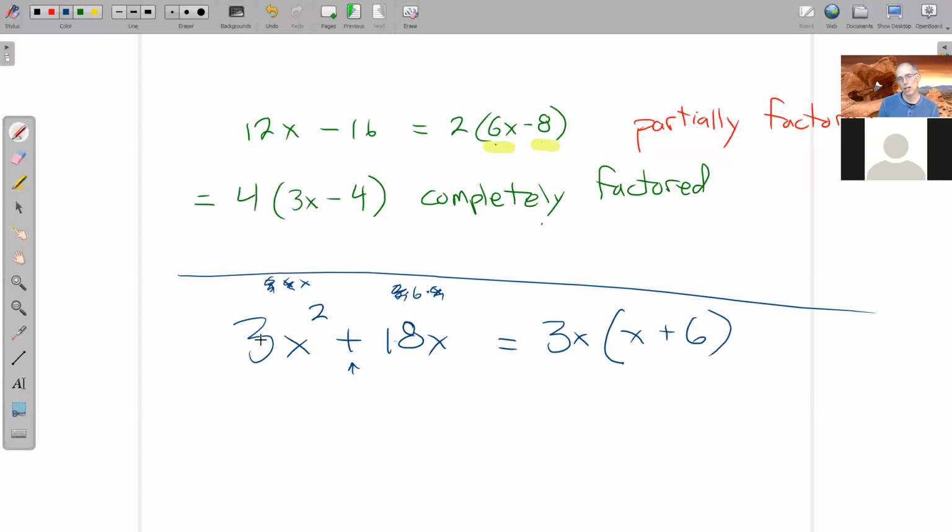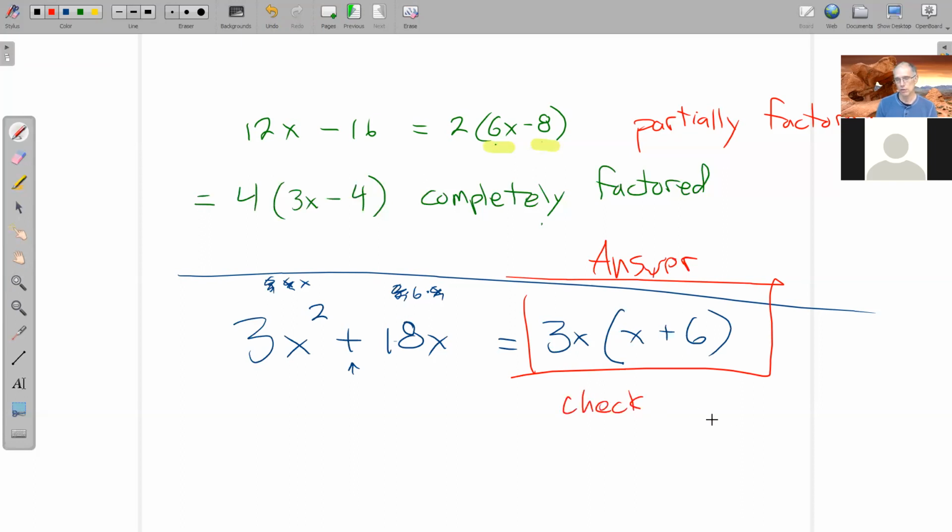Now, every once in a while, I screw that up, I make a mistake. We can always check by distributing. So I think this is my answer. And to check it, I would just distribute and see if it matches. So take the 3x and multiply it back through. 3x times x, well, x times this is x squared, so this would be 3x squared. 3x times 6, well, 6 times 3 is 18, so that should be 18x. Does it match what I started with? Yes.